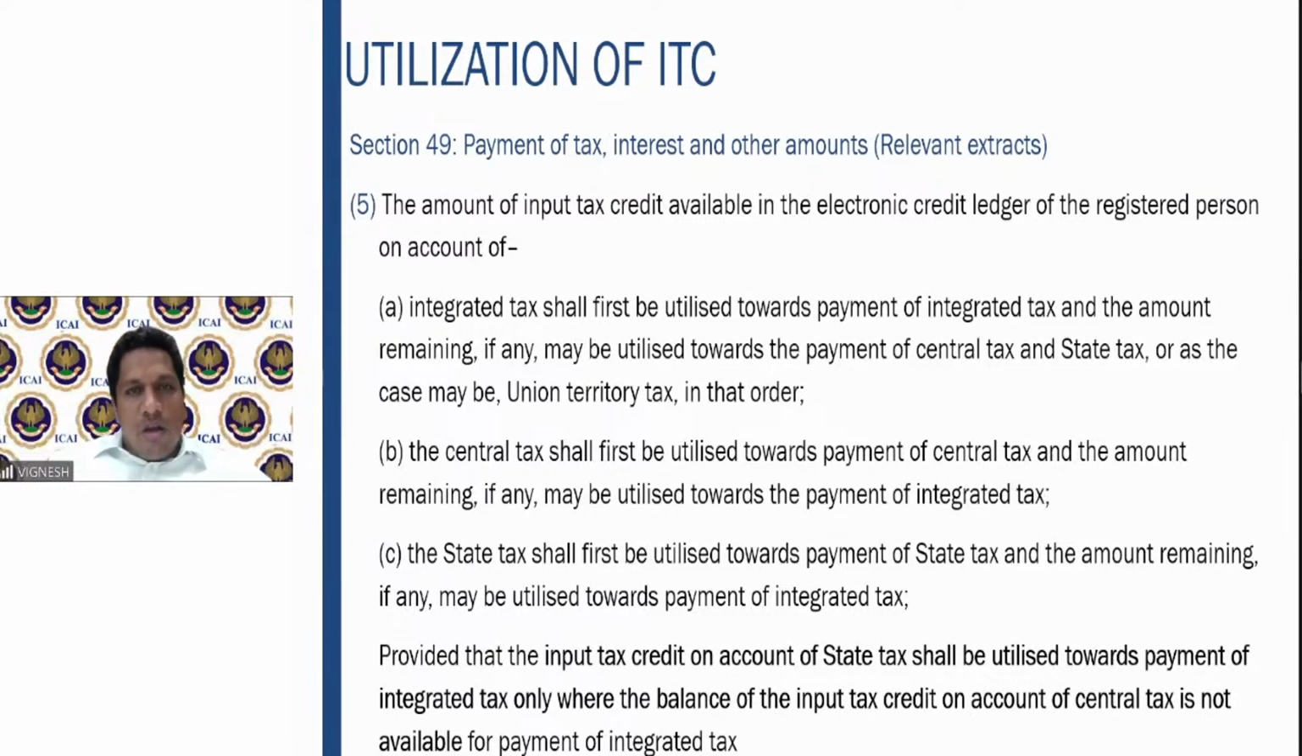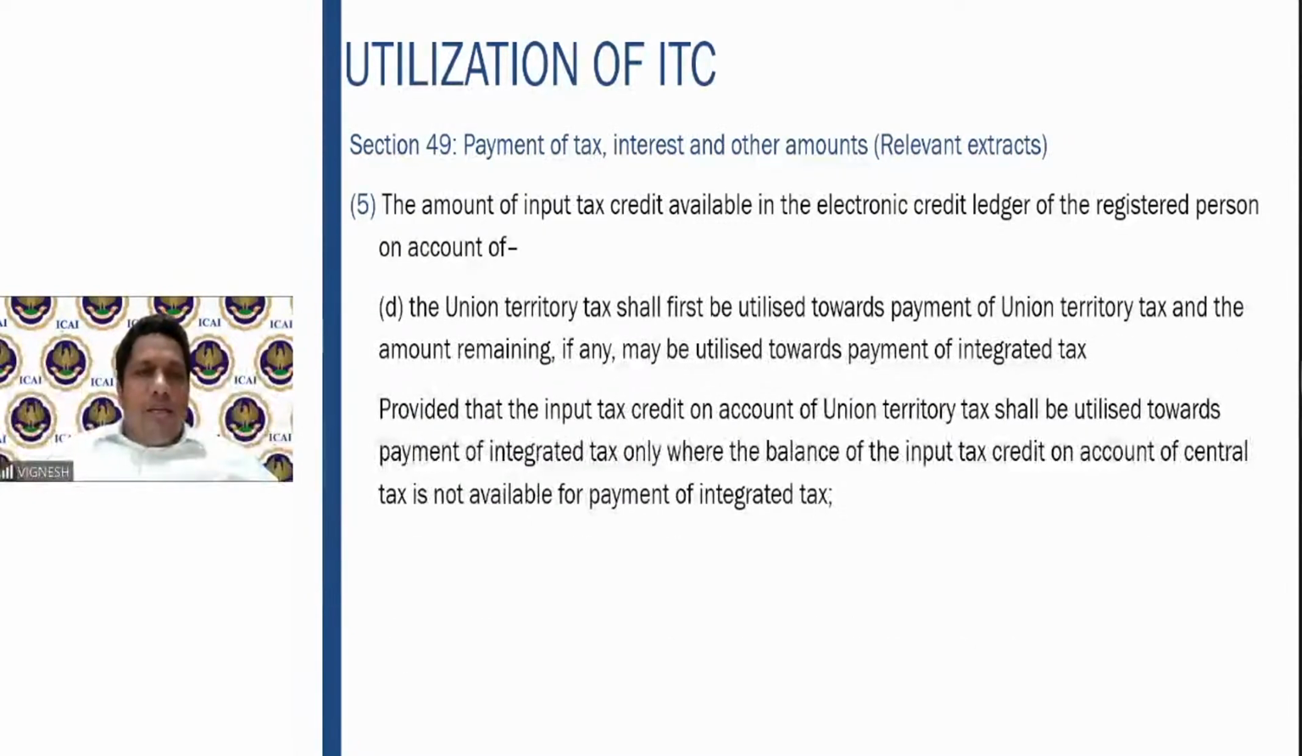The ITC on account of state tax. Now, the state tax ITC will be utilized towards payment of integrated tax only once the central tax is totally not available. So first you exhaust integrated tax, then you will exhaust the central tax, and then you will exhaust the state tax for the payment of integrated tax. That is the most important point. Always remember, first use the integrated tax for payment of IGST.